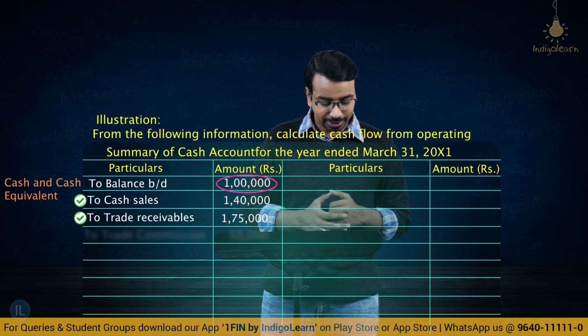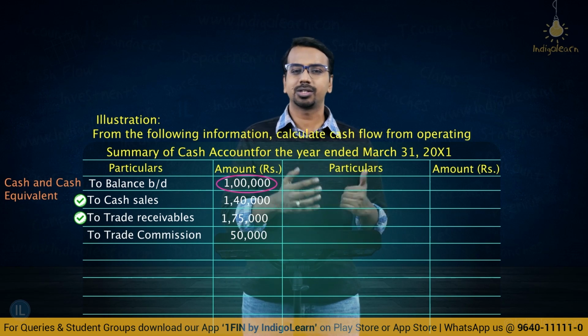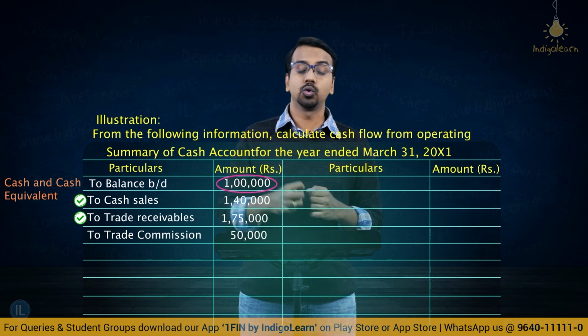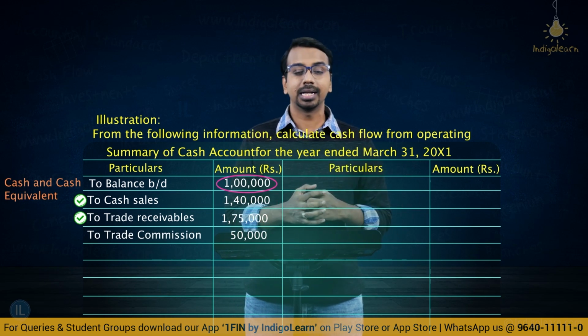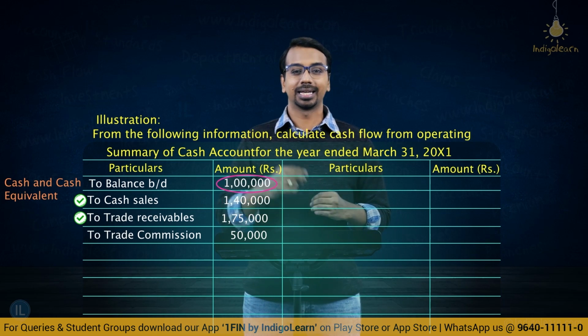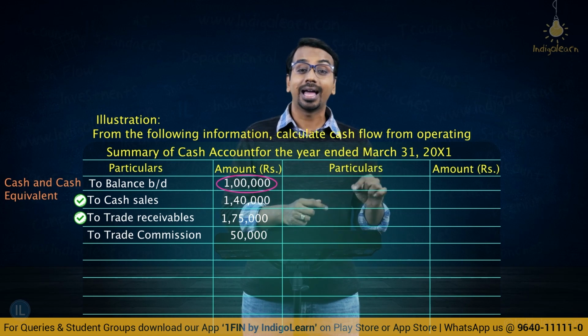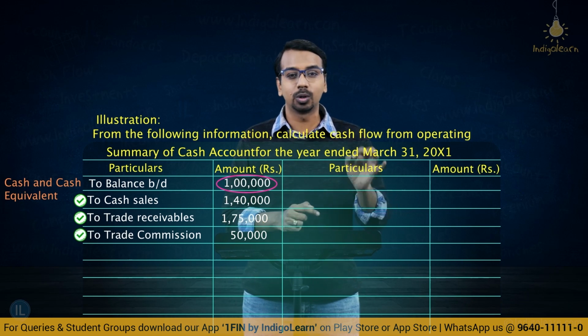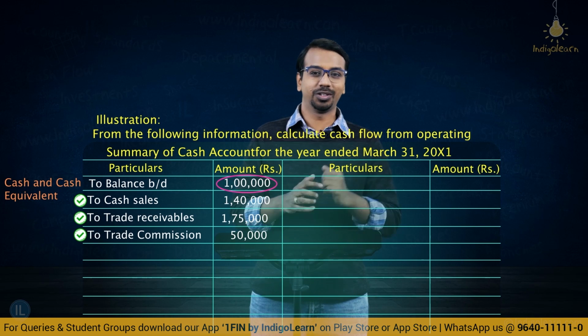Then to trade commission 50,000. Now what is this trade commission? Maybe I have purchased some goods from somebody and I have sold that goods to somebody else. I have received commission on that. Is it my operating activity? The answer to that is yes, it is absolutely my operating activity.